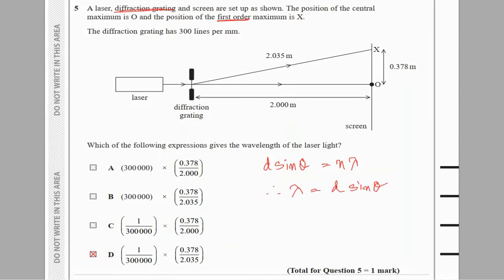Okay, so how do I find out sine theta? If this is that angle, then sine theta is opposite by hypotenuse. So opposite is 0.378. So lambda equals d into sine theta, where sine theta is opposite by hypotenuse, 0.378 divided by hypotenuse, which is 2.035.